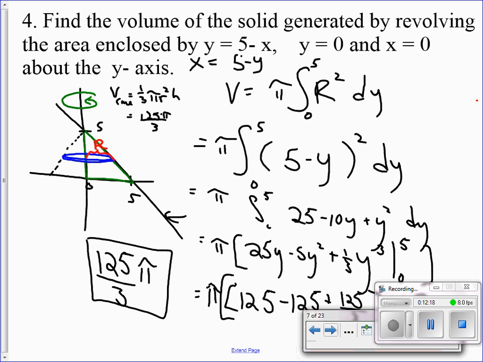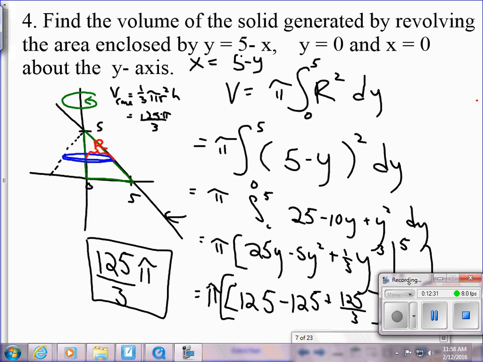Okay. You took the antiderivative? Minus 5y squared plus 1/3 y cubed? You plugged in the 5, you plugged in the 0, you subtracted. Really? Can't believe it.